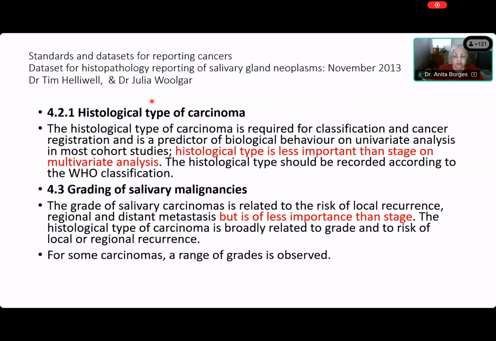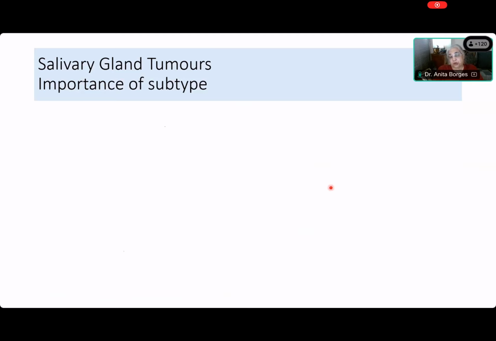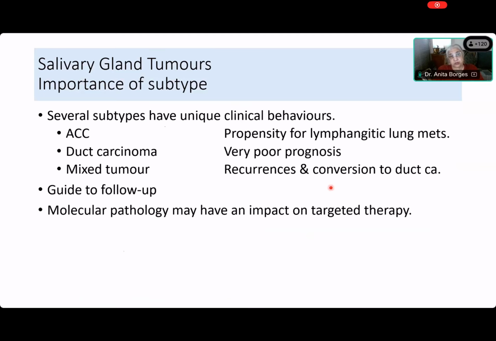Okay, and this is not just what I'm saying, but it's also there in the data set for the histopathology reporting of salivary gland neoplasms. And they say histological type is less important than stage on multivariate analysis, and grading is also less important than stage. Okay, so what is the importance then of the subtype? Why should we bother to subtype? It is because several subtypes have unique clinical behaviors.